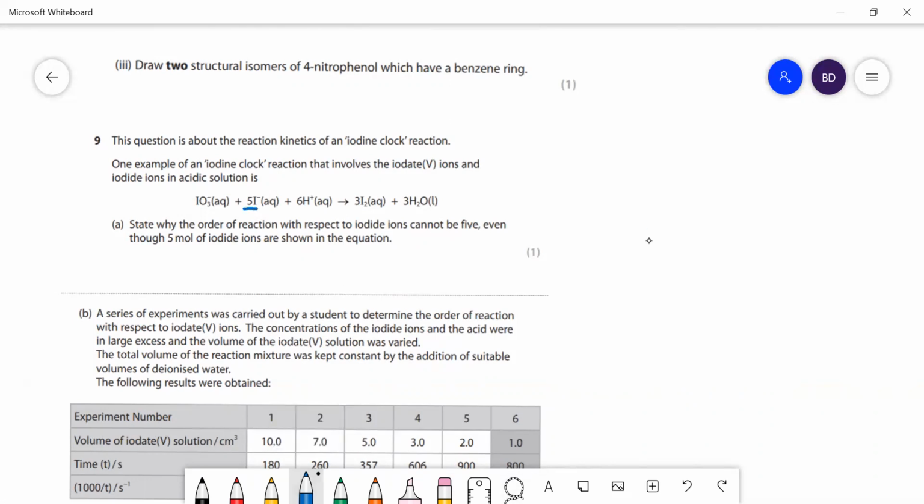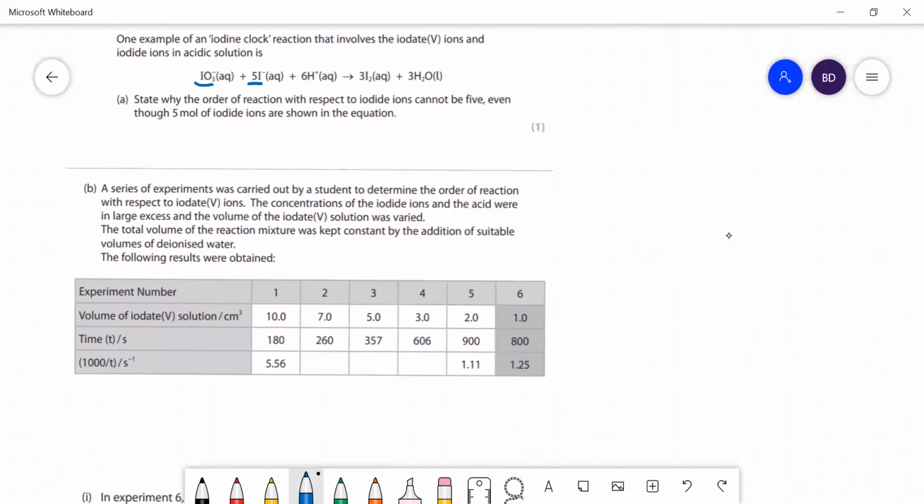Right, so you can see there. So you might think, oh, it's 5 moles of iodide react with 1 mole of iodate, but the chances of that happening are so slim that it is obvious that can't happen. You cannot have 5 iodide ions colliding with 1 iodate. The probability is too low, so the mechanism cannot go in that way.